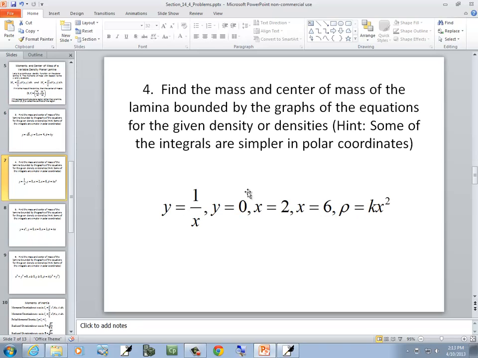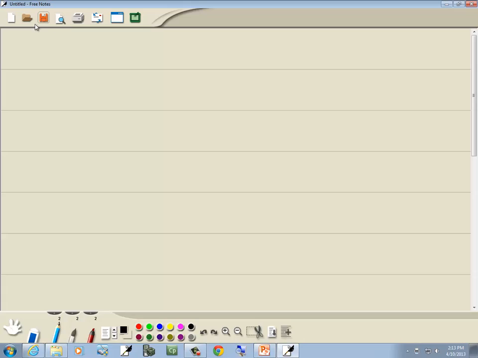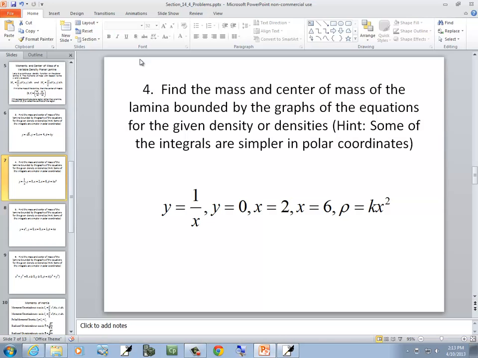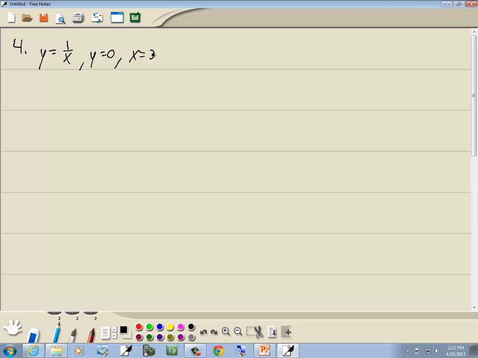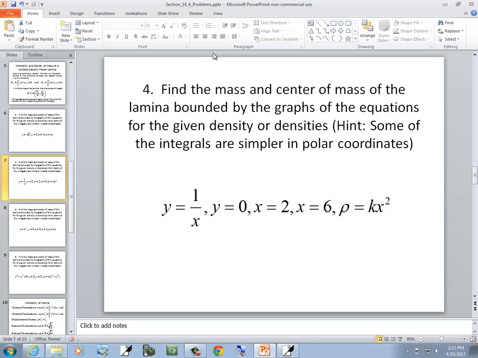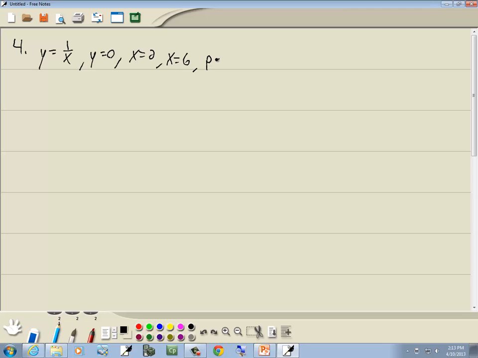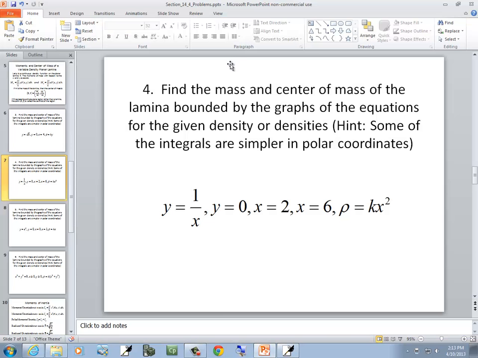Find the mass and center of mass again. Okay, so we've got y equals 1 over x, y equals 0, x equals 2, x equals 6, and rho is equal to kx squared.